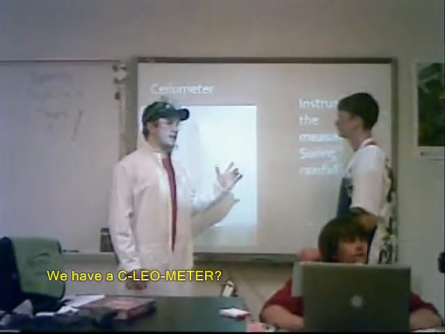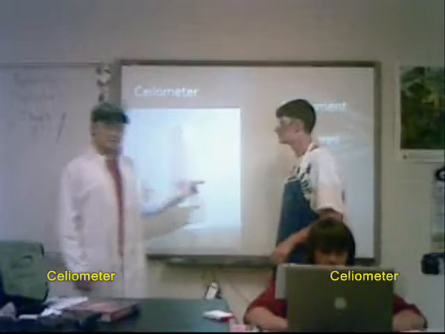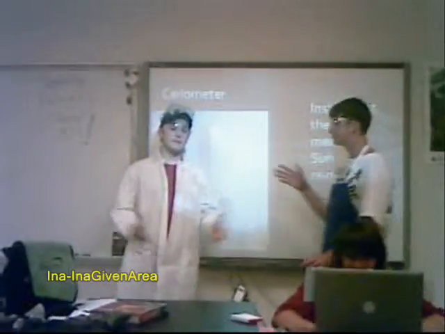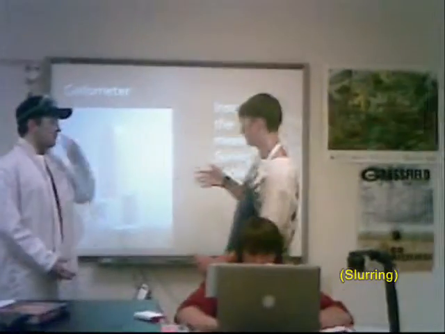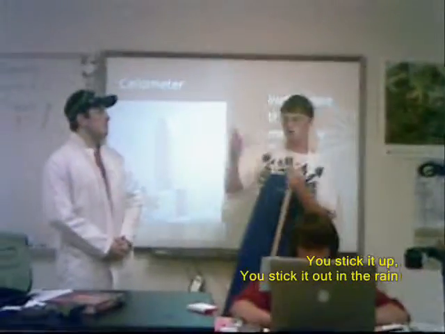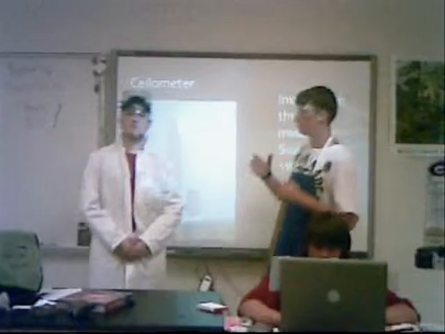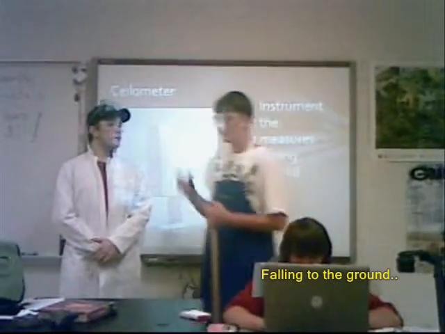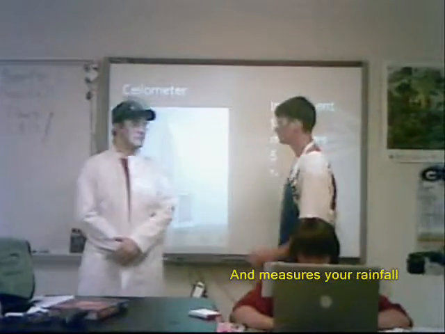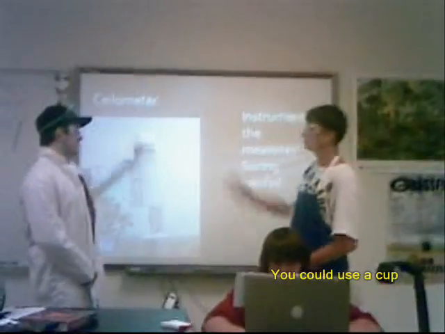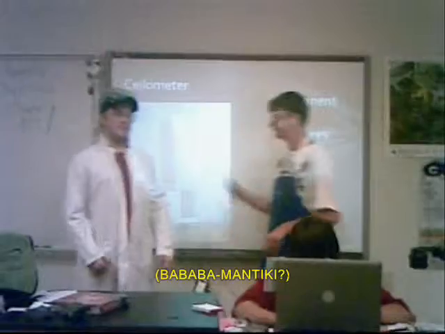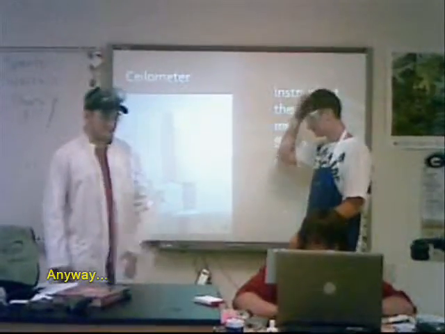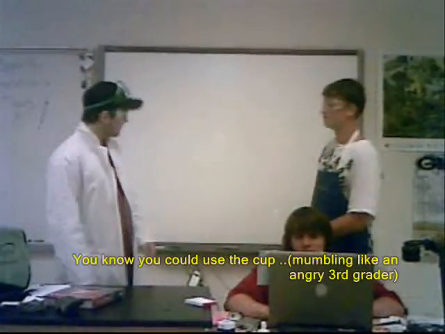We have a rain gauge. Used for measuring rainfall in a given area. You stick it out in the rain. The rain is falling to the ground, and this fills up and it measures your rainfall. You could use a cup, but apparently a bunch of scientists decided this was better. Anyway, you could use the cup really.